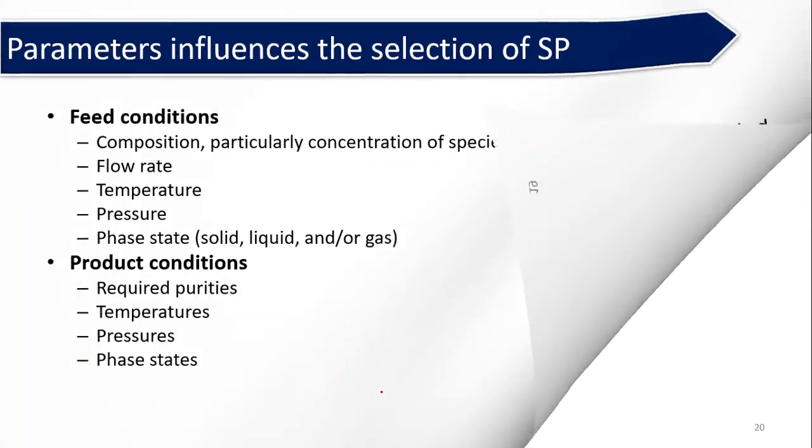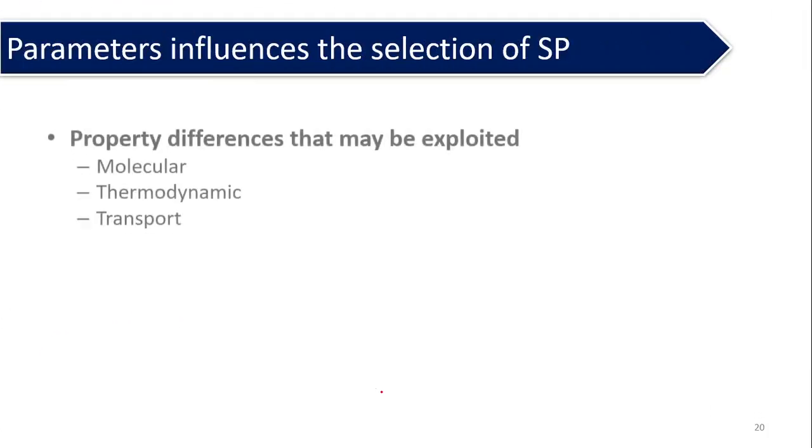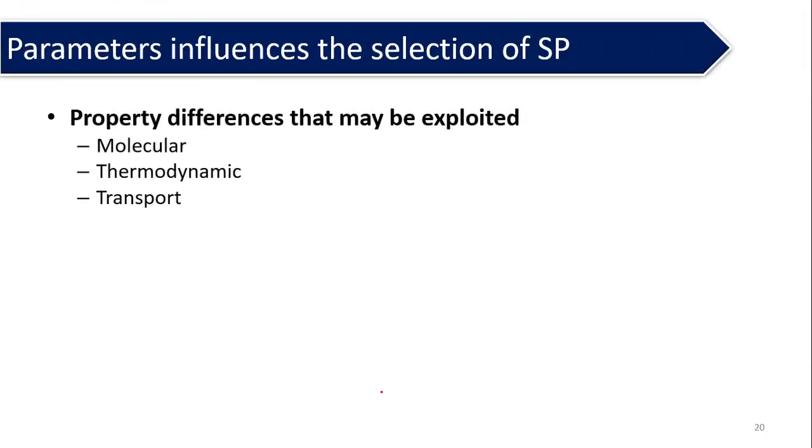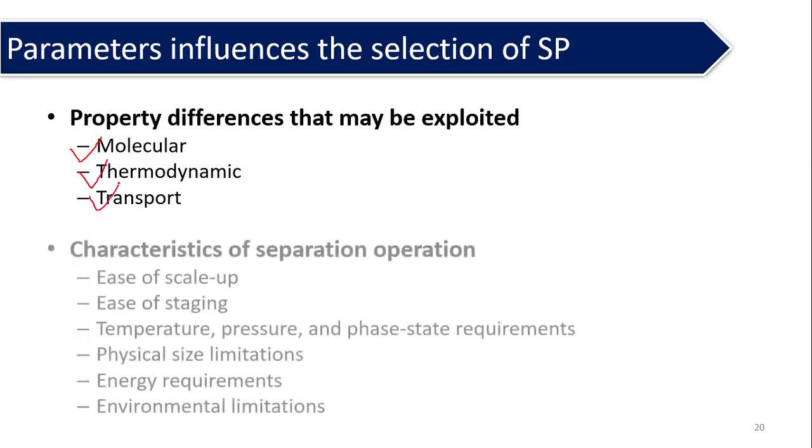So these two, and the next one is property difference that may be exploited. It means which type of property can be exploited for the particular separation: a molecular property, a thermodynamic property, or a transport property. Which type of property you need to exploit for the separation is also an important criterion.